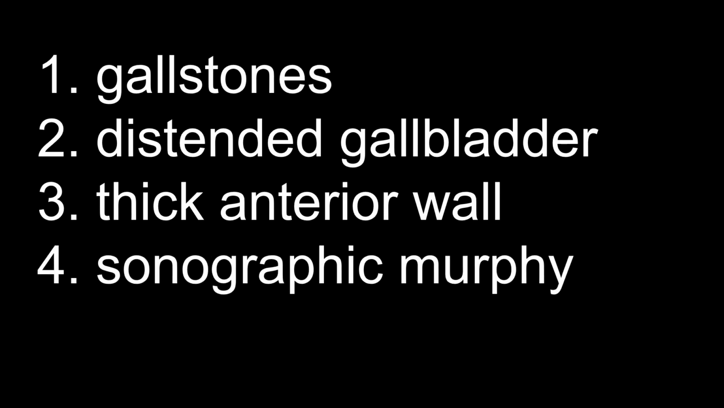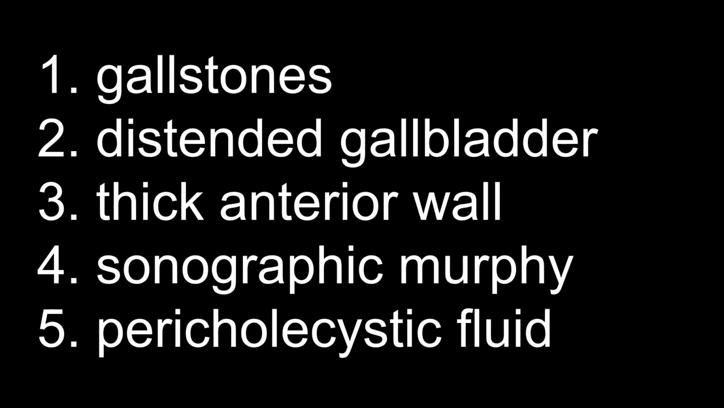Next is the sonographic Murphy sign. This is done when you visualize the fundus of the gallbladder itself and apply pressure with your probe right over the fundus. And if the patient reports pain when you do that, that's indicative of a sonographic Murphy. And this is probably one of the more reliable findings of acute cholecystitis.